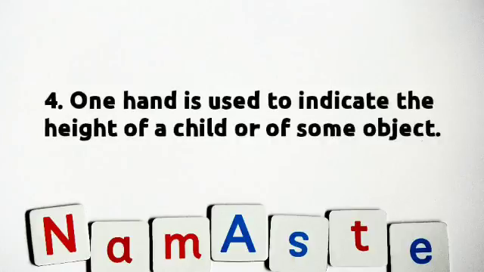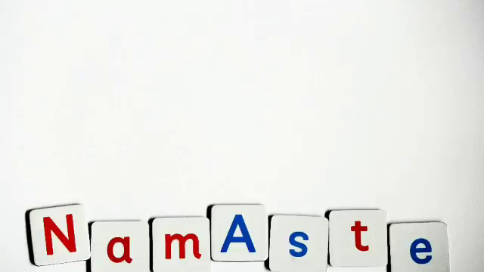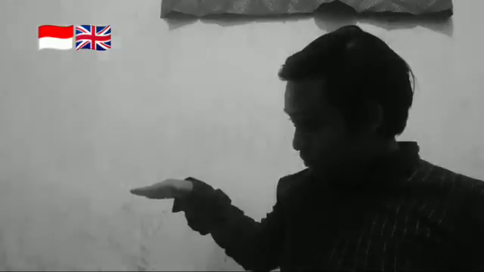Fourth, one hand is used to indicate the height of a child or of some object. The way to indicate someone's height in Indonesia is directing the hand over a child's head. In English it is the same as Indonesian culture, but in Arabic it is raising the index finger while pointing the thumb in the middle of the finger.